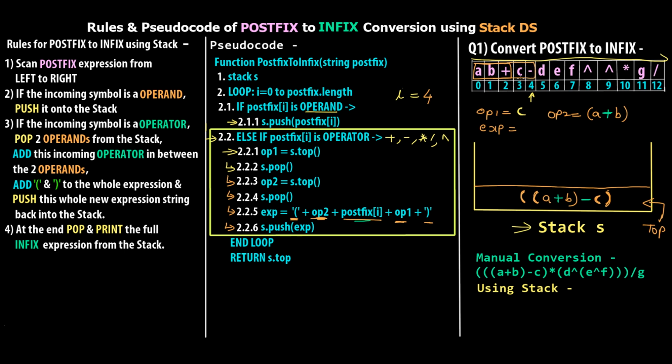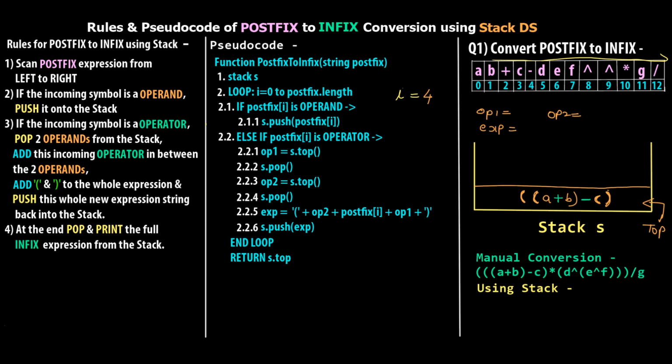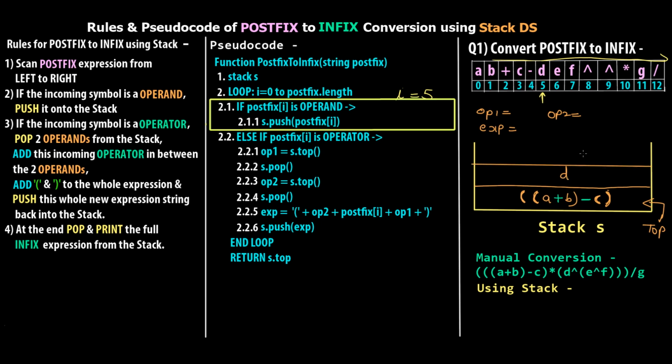So let's move forward now, and let's go a little faster now that you've understood the entire process. So now I becomes 5. We are at this position, we have D. D is an operand, we push it onto the stack. So I'm going to write D over here. Then we move forward. I becomes 6. We are at this index position. It is E. E is again an operand. We push it onto the stack.